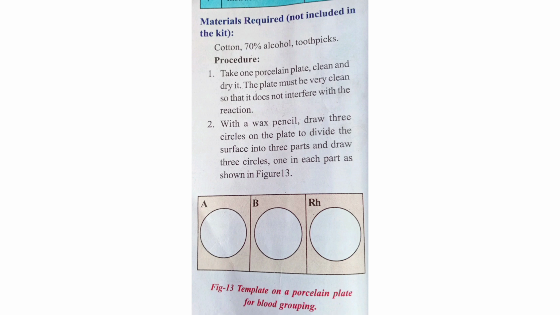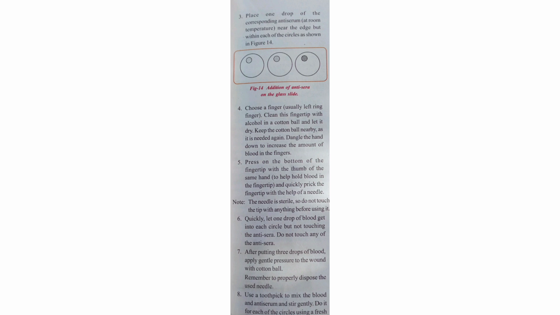Students, observe carefully figure 13. Third one, place one drop of the corresponding antiserum near the edge but within each of the circles as shown in figure 14. Students, observe carefully figure 14. Fourth point, choose a finger, clean this fingertip with alcohol on a cotton ball and let it dry.